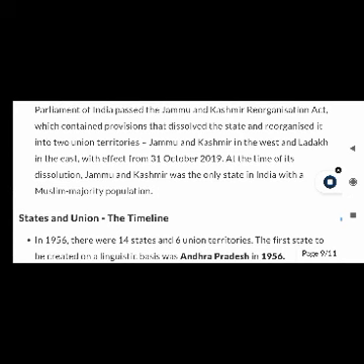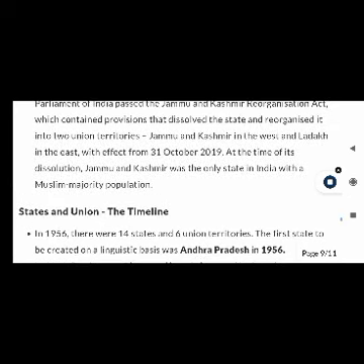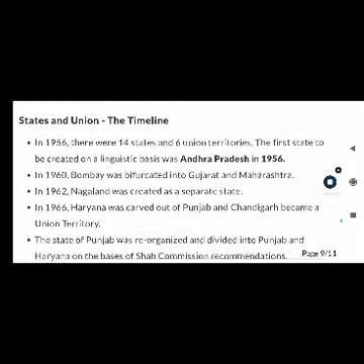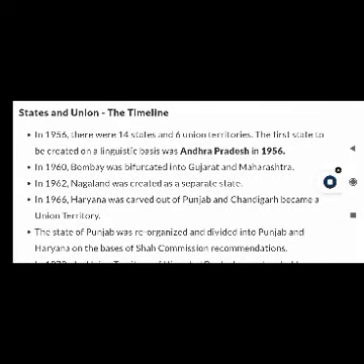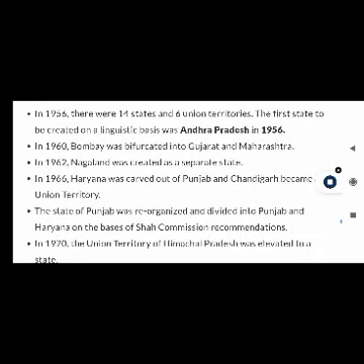At the time of its dissolution, Jammu and Kashmir was the only state in India with a Muslim majority population. States and Union Territories timeline: in 1956, there were 14 states and 6 union territories. The first state to be created on a linguistic basis was Andhra Pradesh in 1956.